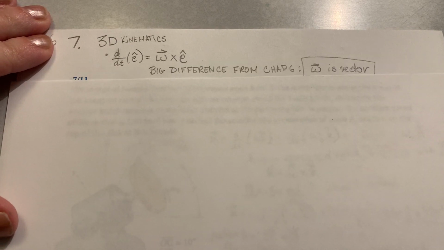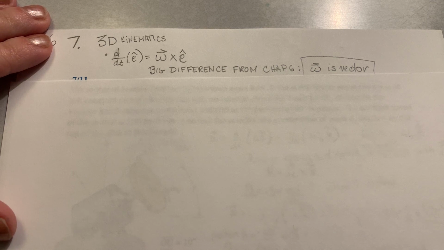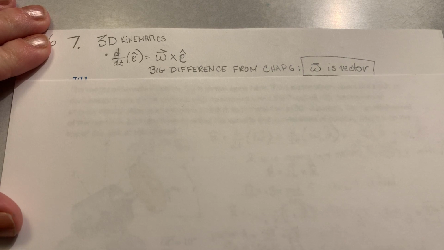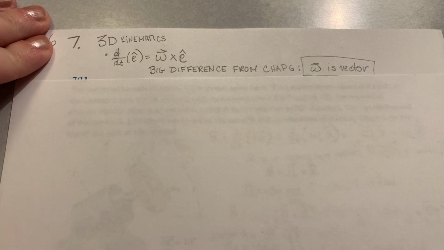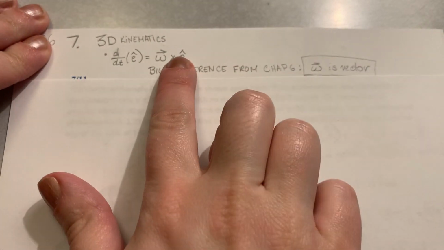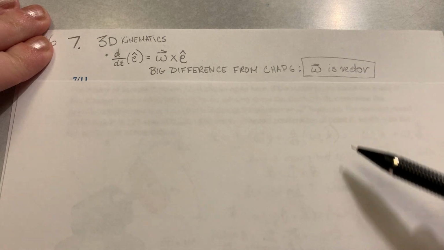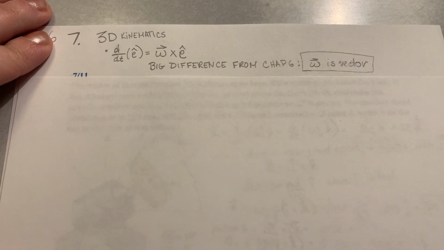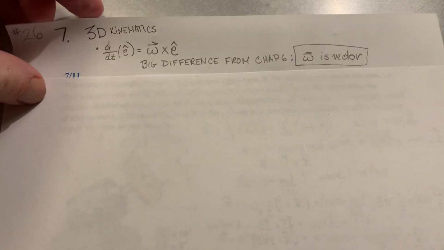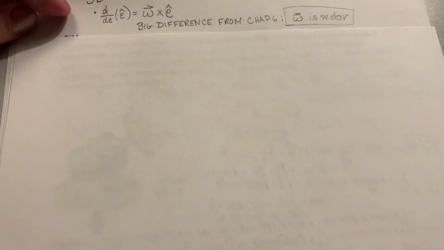I just stuck in the e here, but it could be i or j or k or anything. The big difference from chapter 6 is that now omega is a vector, and maybe it's going to have different components. In a planar problem, remember, omega was always in the k direction, always out of the paper, but now omega could have some other components. I think that will make more sense when we do an example.